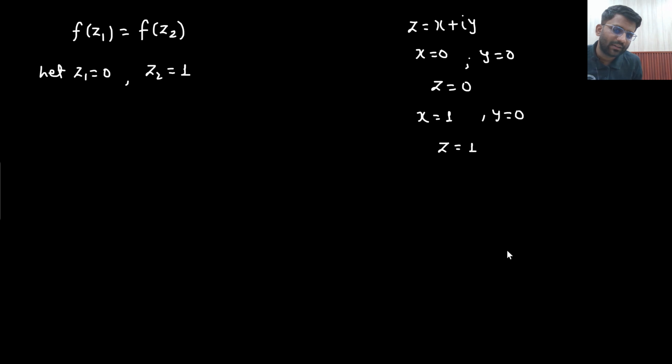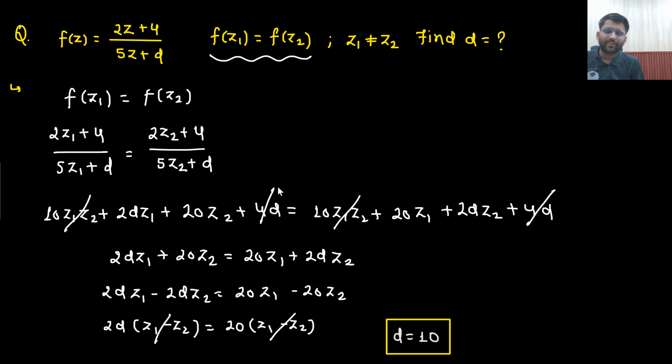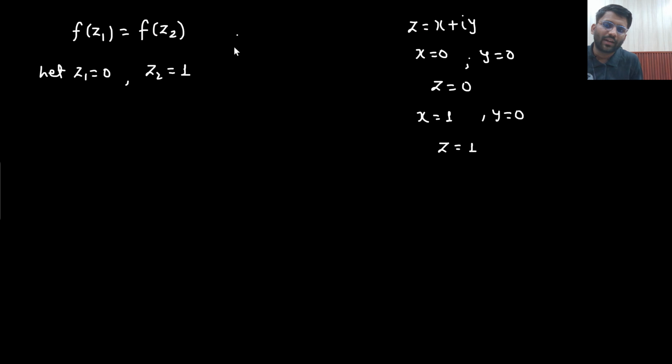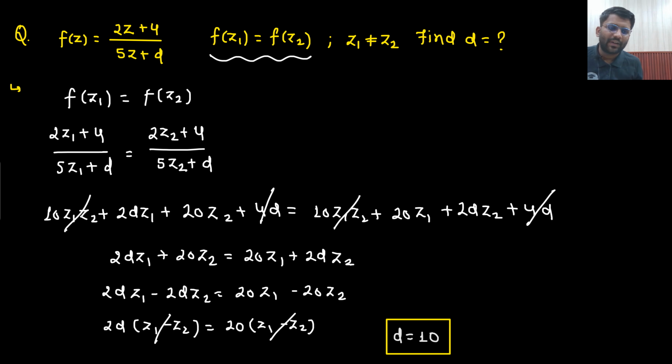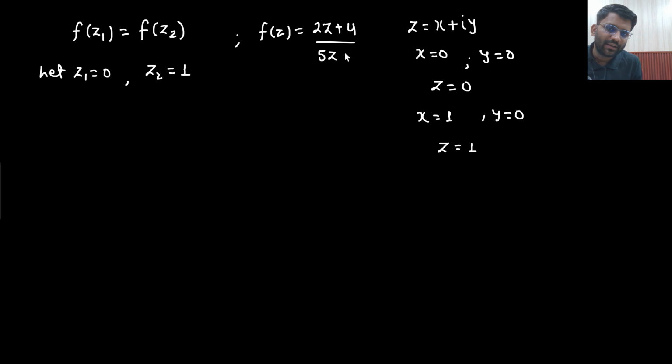So what I mean to say is that no matter whatever the value of z you put in this expression, f of z is 2z plus 4 divided by 5z plus d. Even if you put z equals 0 or z equals 1, it will give you the same answer. Or if you put z equals 2, 3, 4, 5, 10, whatever value of z you want, it will give you the same answer. This is what it is saying.